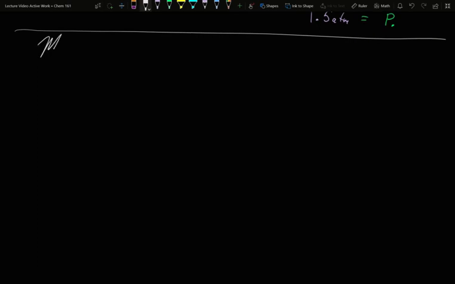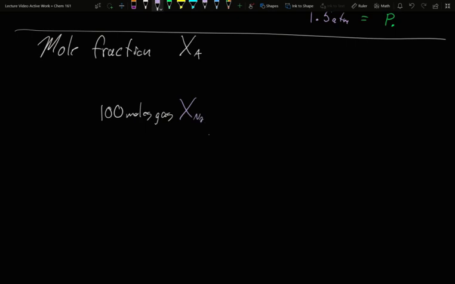For that, we need mole fraction. Symbol X of whatever the gas. X of N2, X of dihydrogen, X of CO2. Mole fraction just tells us what percent of the moles are that gas. If I have 100 moles of just gas, but I know that the mole fraction of N2 is 80%, which we do as a decimal, so 0.80.